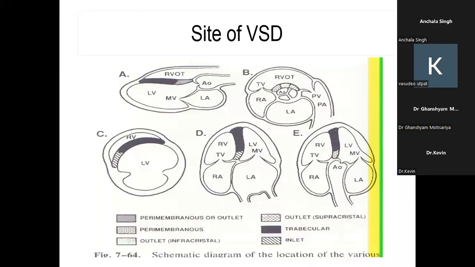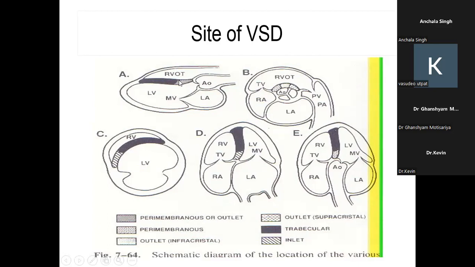If you see a VSD when the aorta is opened up in the 5-chamber view, this is known as an outlet VSD in the interventricular septum. If you see it when the aorta is closed, in the 4-chamber view, this is known as an inlet VSD. Then comes the muscular VSD. In the short axis view you may see a muscular VSD. You can see muscular VSD in both the inlet as well as the outlet.